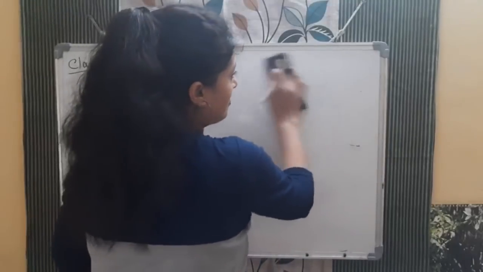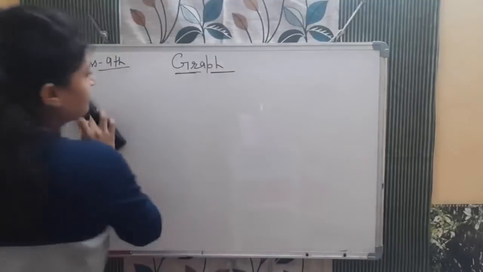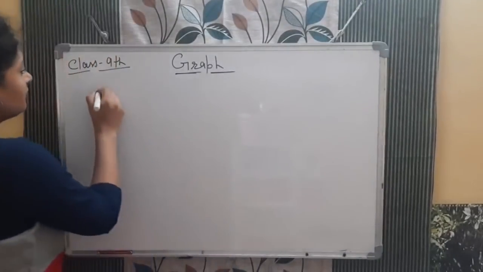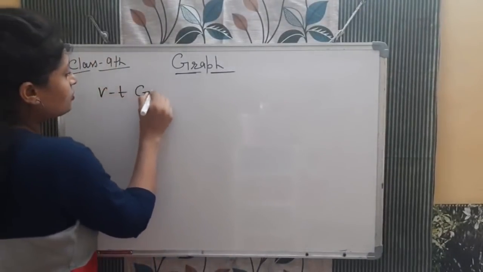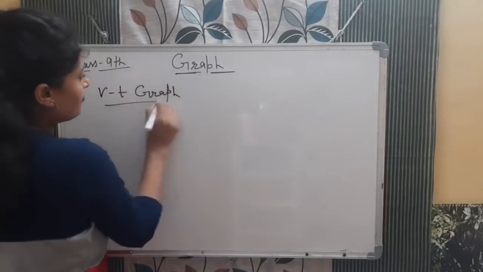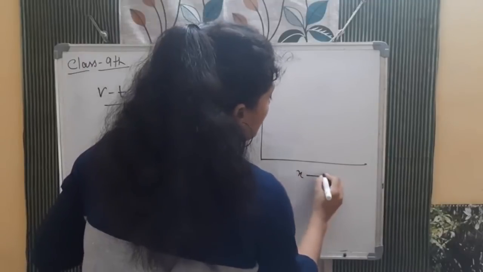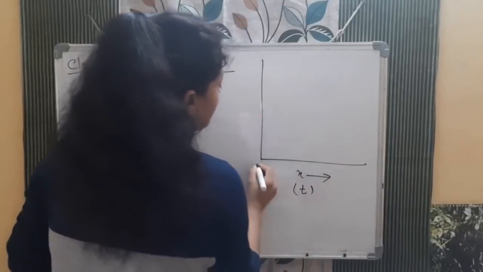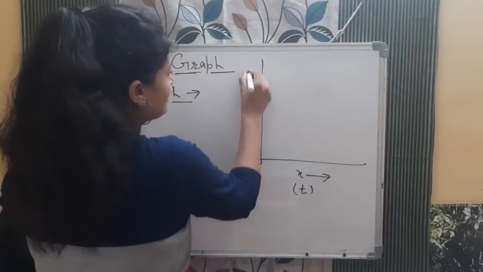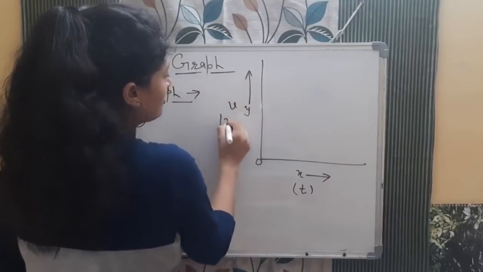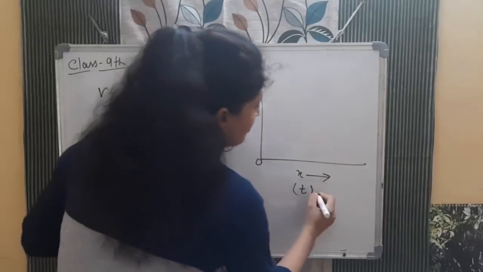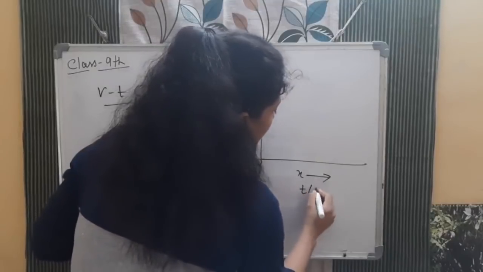Now the next graph that we should study is the velocity-time graph. We can call it the VT graph also. Again, in the same way, we need to make a line graph, with y-axis and x-axis. The x-axis is the independent quantity, time. This is the origin. The y-axis is the dependent quantity, which will be velocity. Velocity is in meter per second. Time we will use in second.